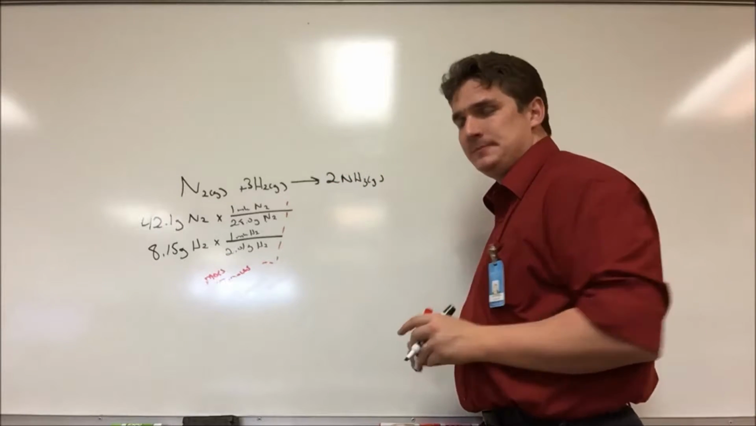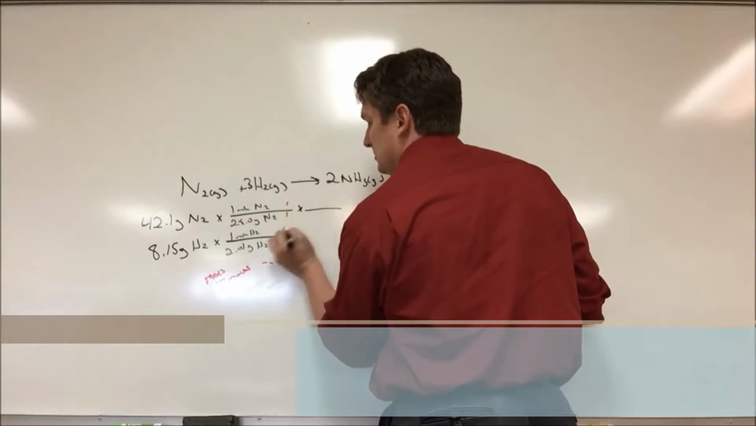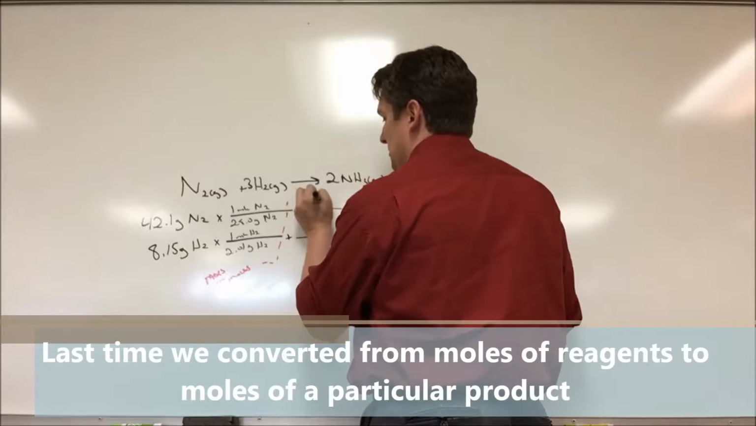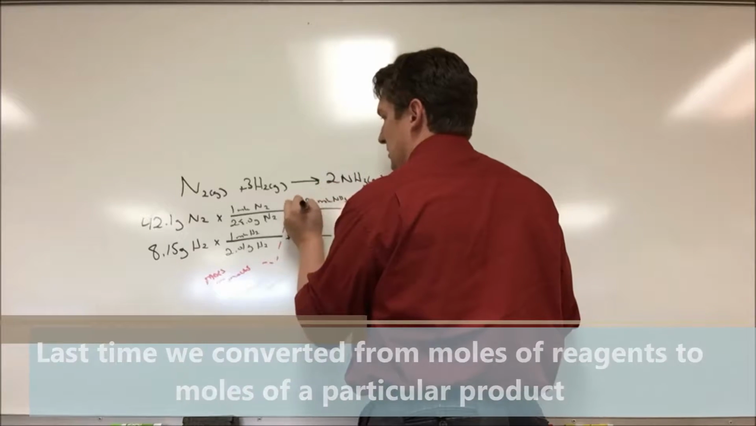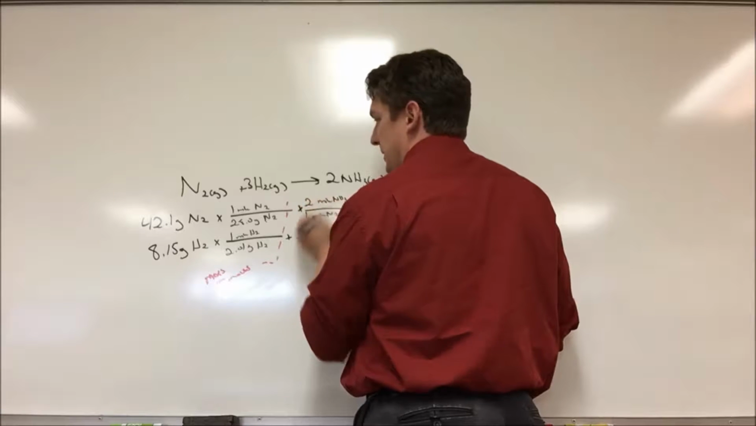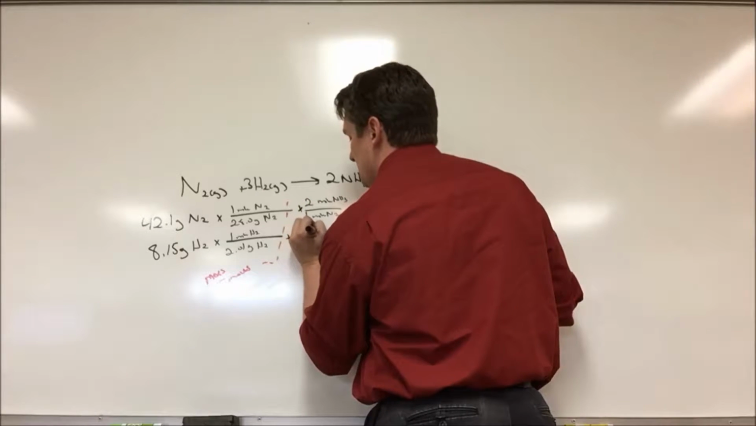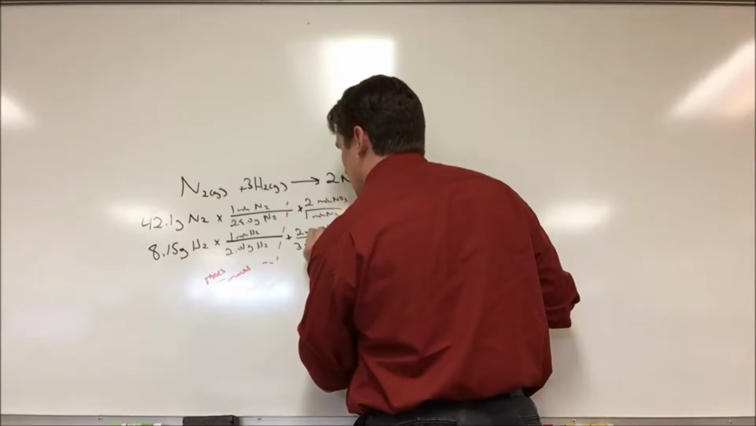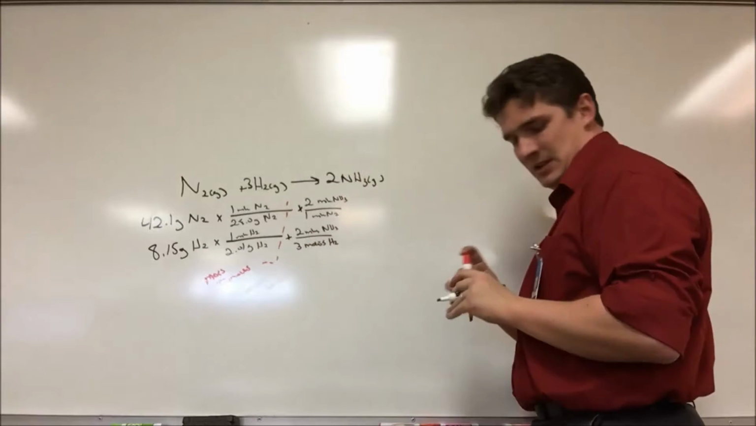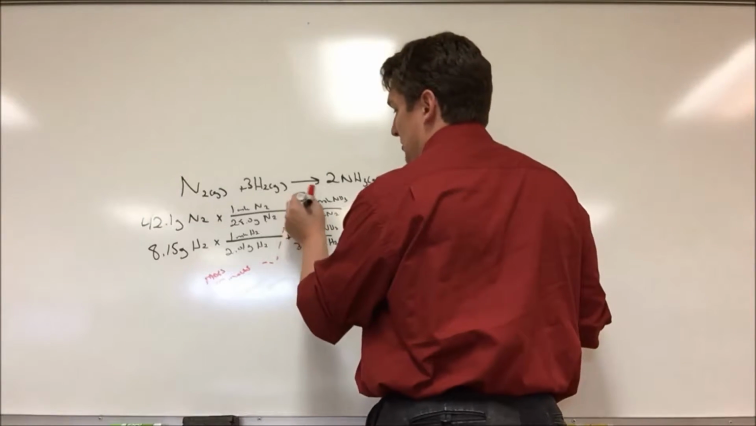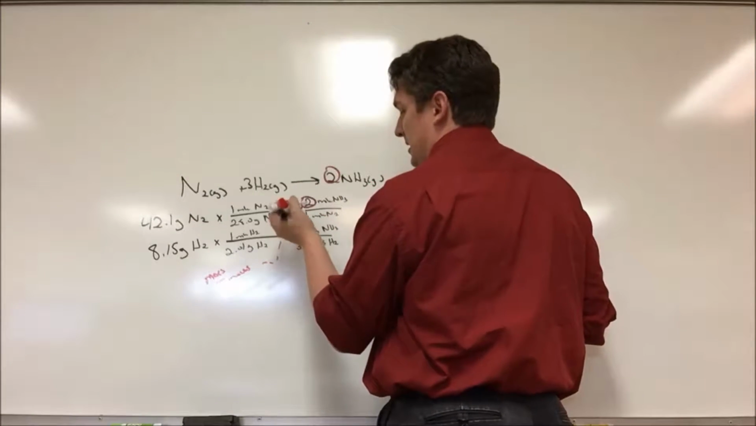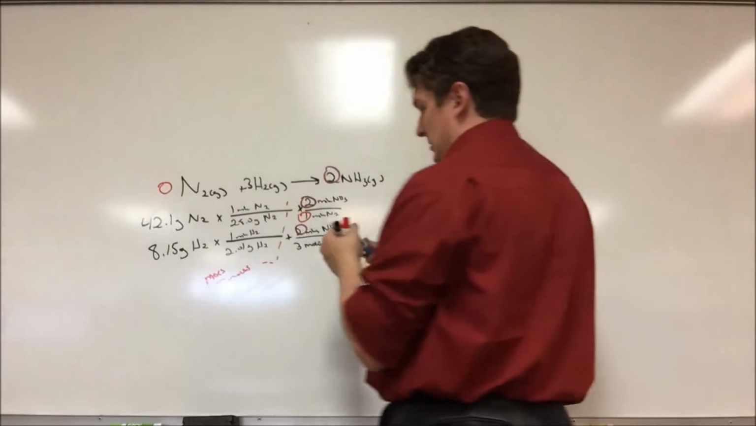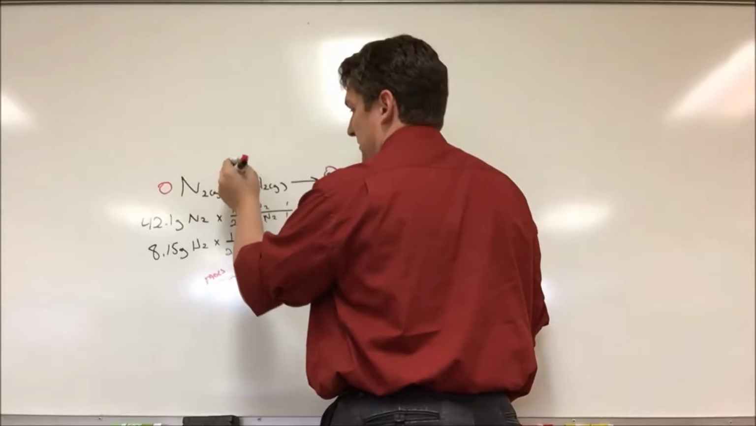But in the video before, we converted to the amount of ammonia. So we had 2 moles of NH3 for every 1 mole of N2, and we had 2 moles of NH3 for every 3 moles of H2. And again, our 2 is coming from our reaction coefficient, our 1 is coming from the nitrogen, and our 3 is coming from the 3 in front of hydrogen.